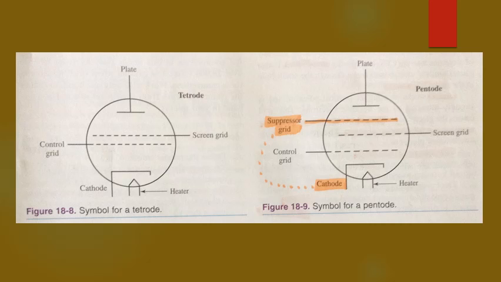High amplification is possible in the tetrode because the control grid is placed very close to the cathode. A decrease or increase in plate voltage has little effect on the plate current due to the isolation effect of the screen grid.